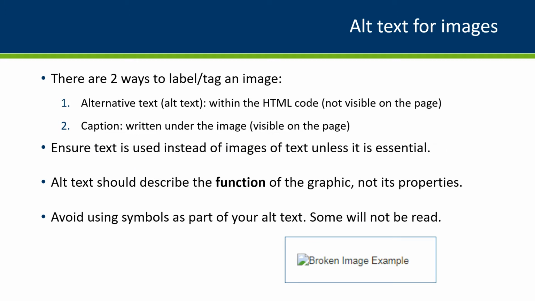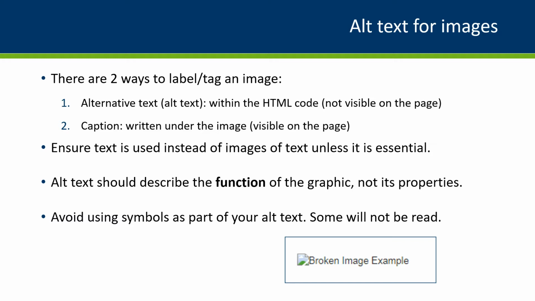So we know screen reader users need to hear the information of your graphic, right? So we need to add the alt text to describe it. And there are 2 ways you can put alt text on your image. You can do so within the HTML code, or later on in the demo session, I'll show you where to put that in Word or PDF. And a caption, you can just put right below the image, so it will be visible. So alt text will be hidden, caption will be visible.